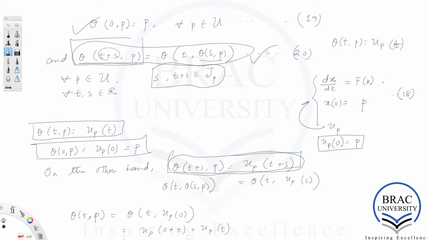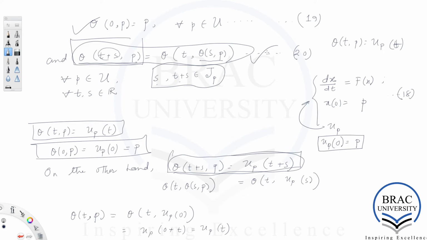So from the uniqueness of the solution of the IVP, it follows that they have to be equal. For the case in which the identity 20 holds true for all t, s in R, the flow of F defines an action of the additive group R on the set U.